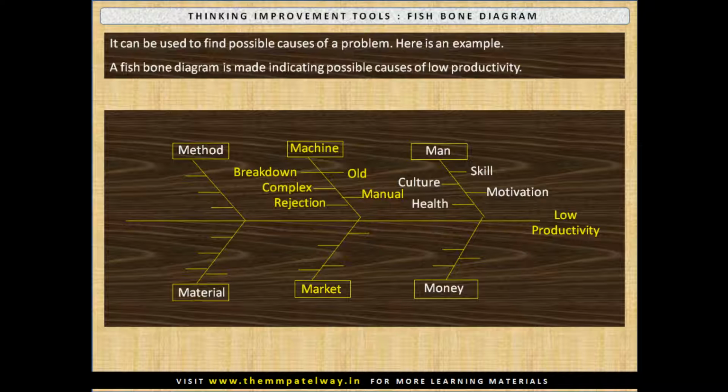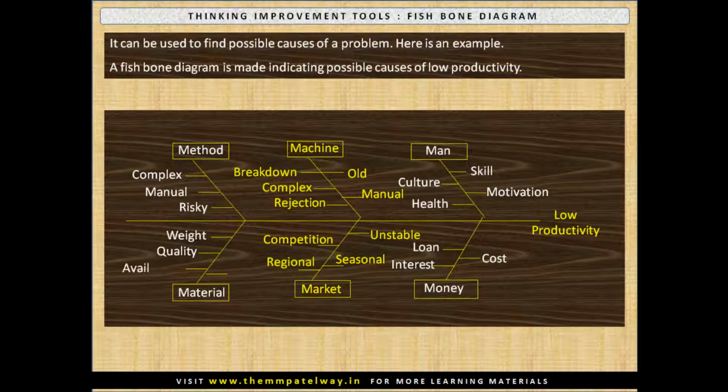For method, you see complexity, manual method, and risky as sub-causes. For money, you see loan, interest, and cost as sub-causes. For market, you see competition, instability, seasonal, and regional as sub-causes. And for material, you see weight, quality, availability, and shape as sub-causes. Having identified the possible sub-causes, it becomes very easy to pinpoint the real cause or the root cause.